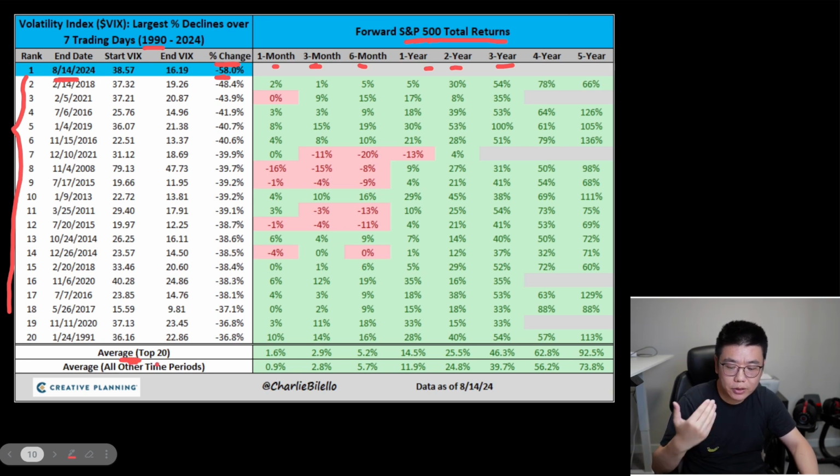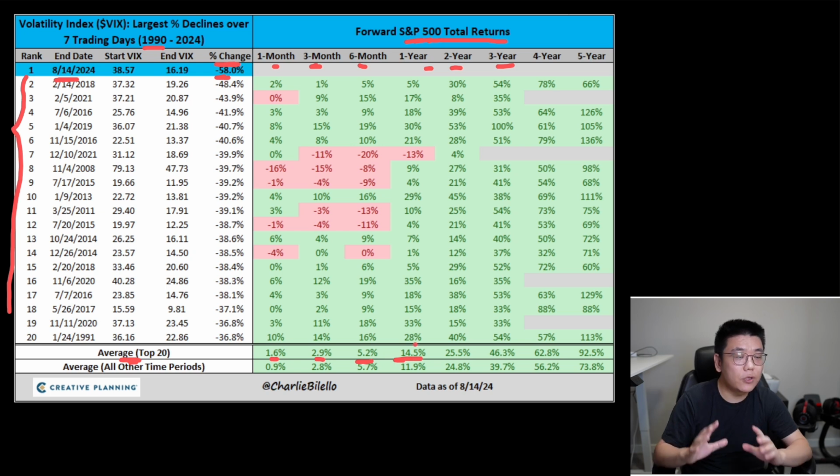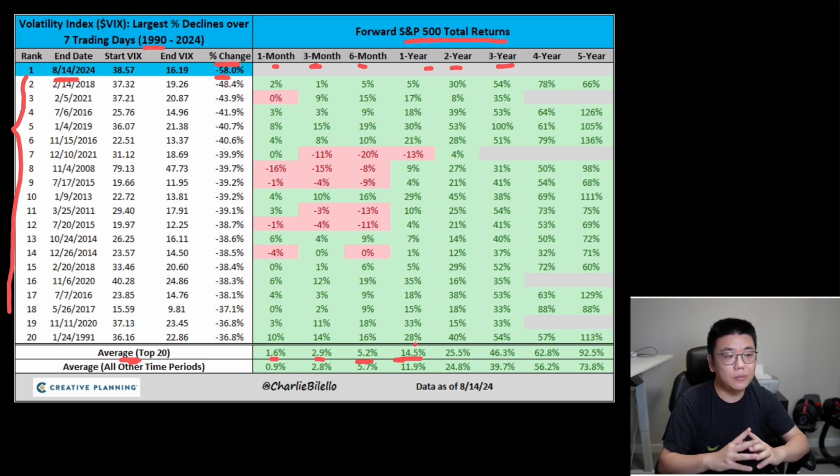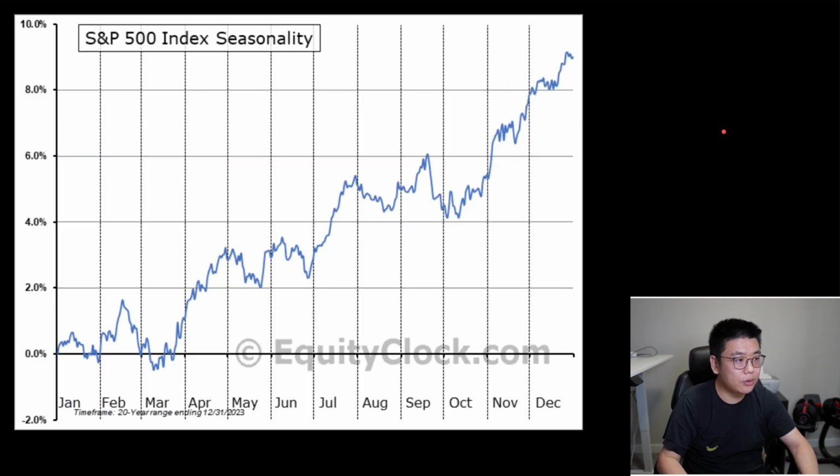Okay, on average for the top 20, 1 month later, the S&P 500 total return averages 1.6%. 3 months later, 2.9%. 6 months later, 5.2%. And 1 year later, we have 14.5% S&P 500 total return. So historically speaking, the data is looking pretty positive going forward.